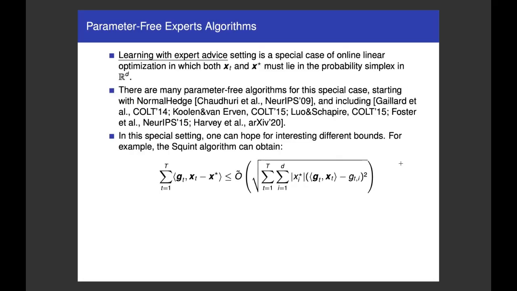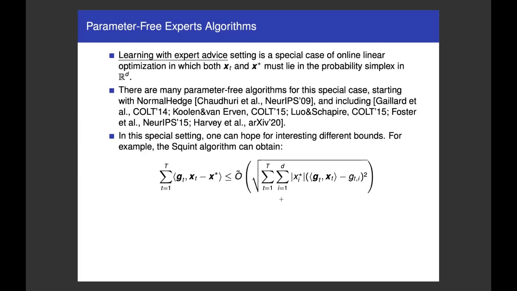So let me remark on a similarity between these bounds and what happens in the expert setting. Learning with expert advice is a special kind of online linear optimization in which we have to constrain all of our predictions to the probability simplex. And there's a really long history of parameter-free algorithms in this case, starting with NormalHedge and continuing with many references that I've listed on this slide. In this special setting, because of the constraints, you can do some interesting things, as well as the problem being in some ways a little bit harder.